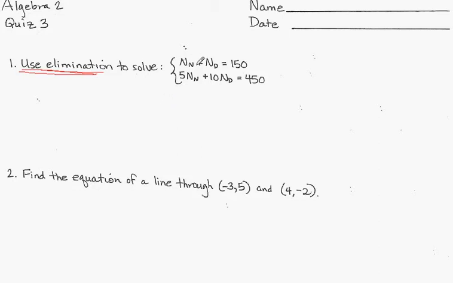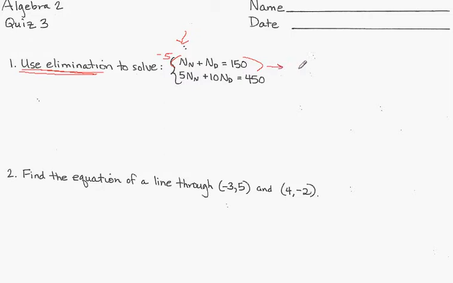Elimination is where you multiply one or both equations by a number so that when you add the two equations together, one of the variables is eliminated. So we're going to eliminate the n sub n's. And to do that, when we add these together for them to add out, if I make this a negative 5 n sub n and add it to positive 5 n sub n, we'll eliminate the n sub n's. But I can't just multiply this one by a negative 5. I have to multiply the entire equation by a negative 5 so that the equation stays balanced.